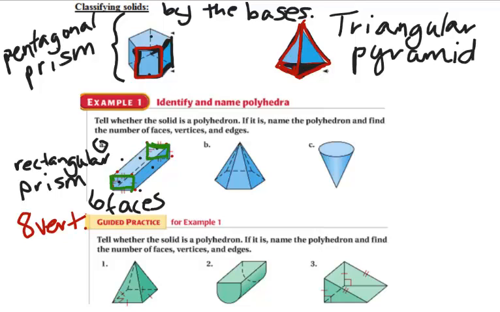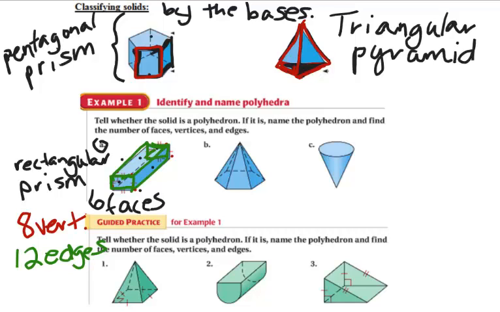And then we're going to connect all the vertices. 1, 2, 3, and then the one in the back there would be 4. So 4 plus 4 plus 4 around is going to give me 12 edges. Okay, so that's how you count them up.